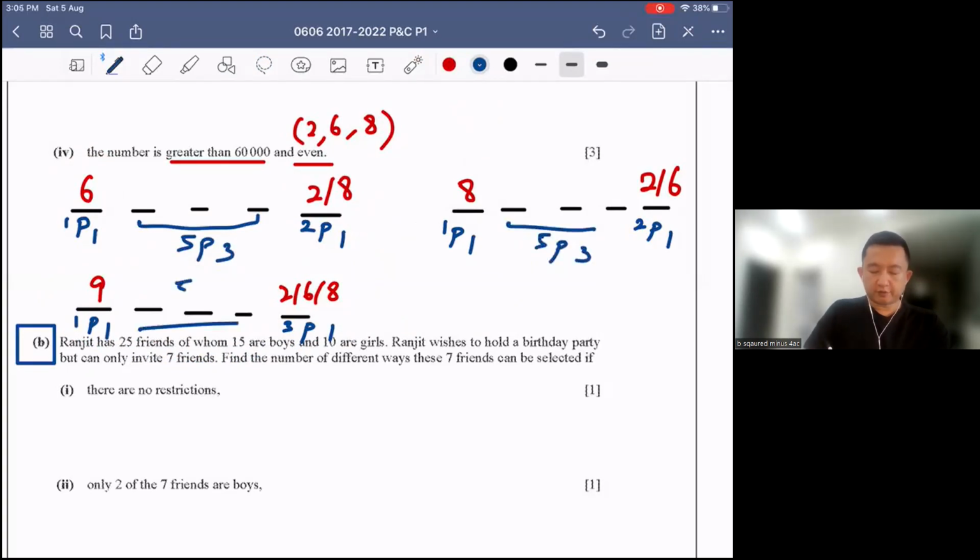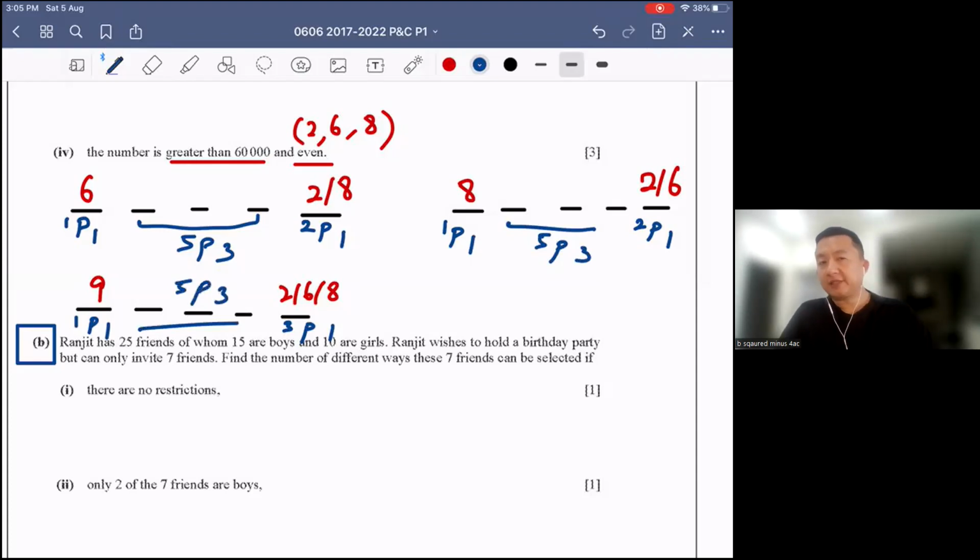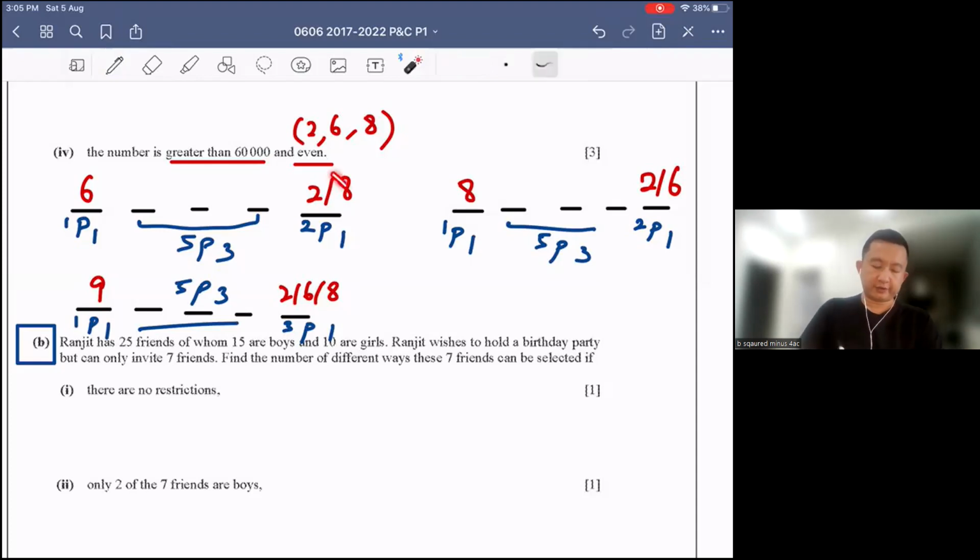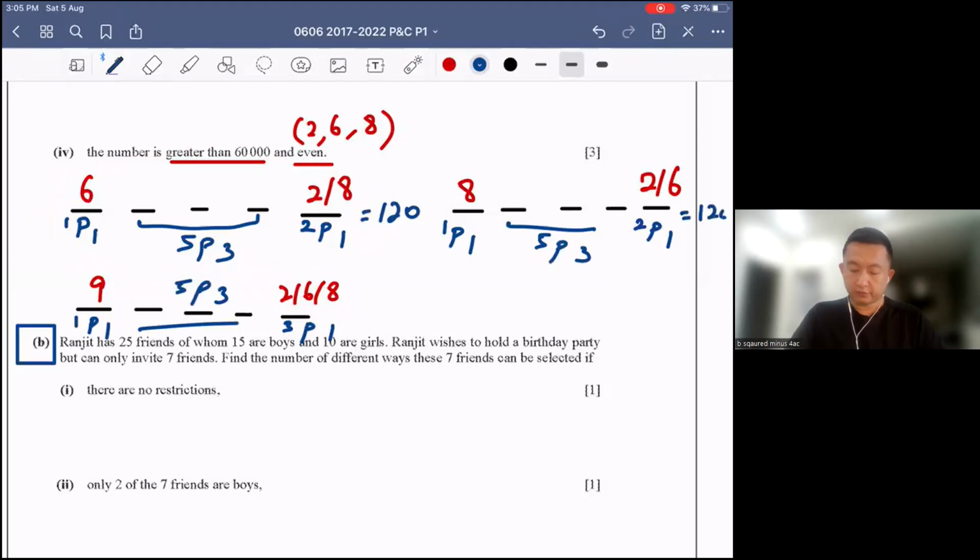It's the same for all 3 parts. And you find the answer for each case and then you add up together. For example, the first one, you have 1P1, which is 1, 5P3 times 2P1, which is 2. So you have 120. And you do the same for the next one. I think it should be the same answer, right? Because it's the same kind of equation. So for this one, you have 120 as well. For the last one, 1P1 times 5P3 times 3P1, 180.